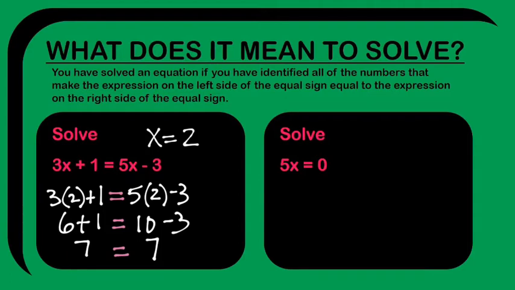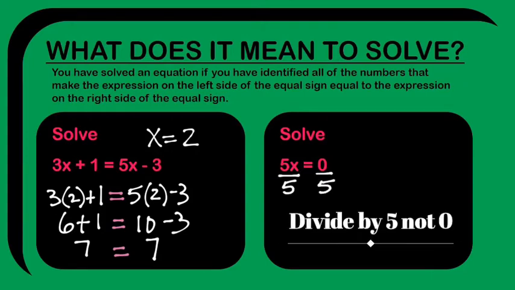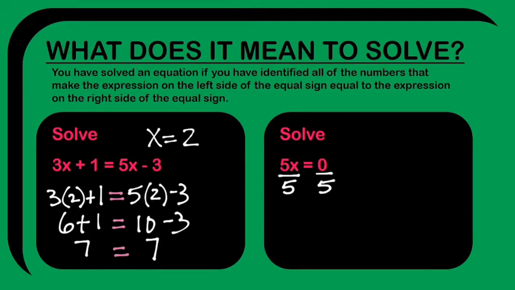You spend a lot of time learning how to find that solution, but many students don't realize that that is the point of solving, to make the left side equal to the right side. In my second example, I have 5x equals 0. And what you learned about how to solve this equation is you need to divide both sides of the equation by 5. On the left side, we have 5 divided by 5, which is 1x, and it's an unwritten 1. On the right side of the equation, we have 0 divided by 5, which is 0.